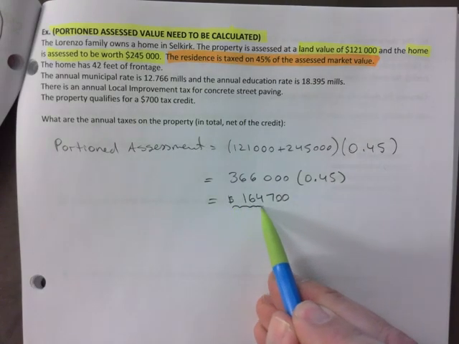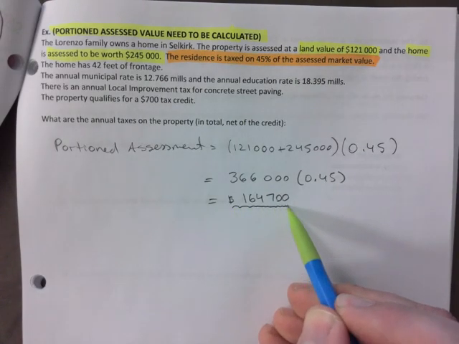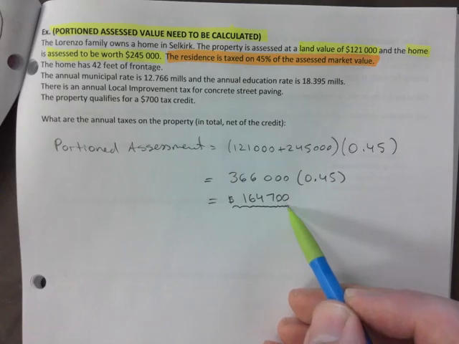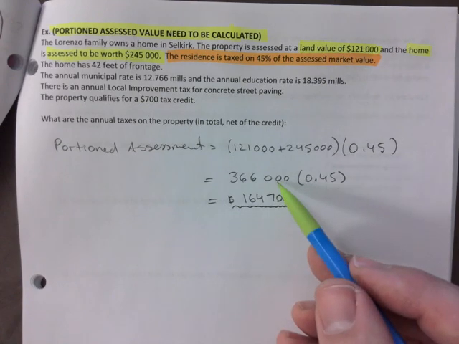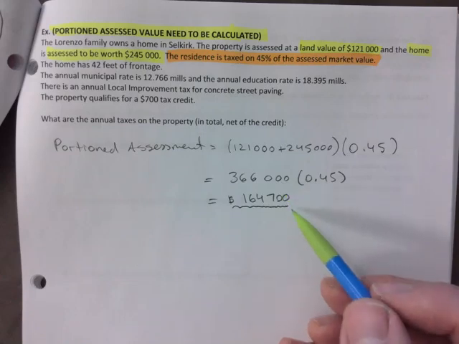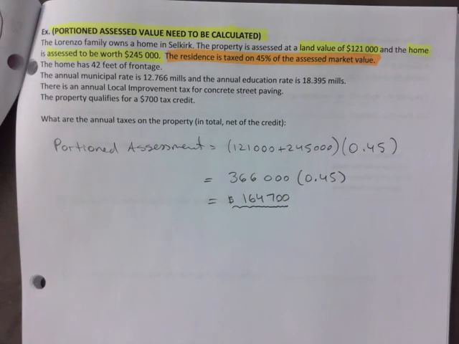This is a very important number. That's the number you want to, from now on, be using when you're given a mill rate, okay? Don't be using the 366,000 because that's the entire value of the home, okay? You just want the 164.